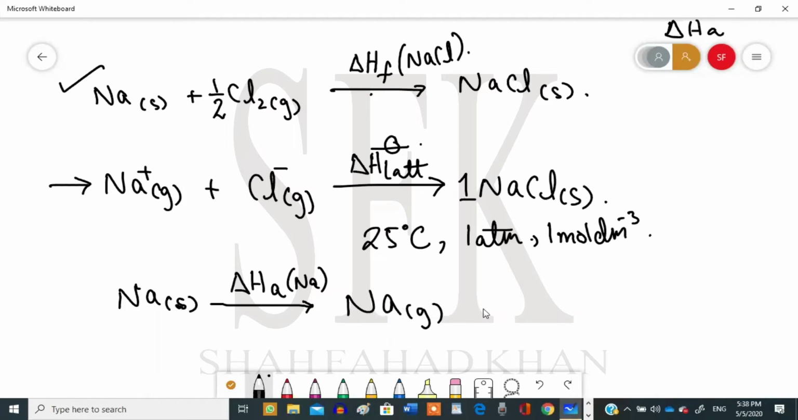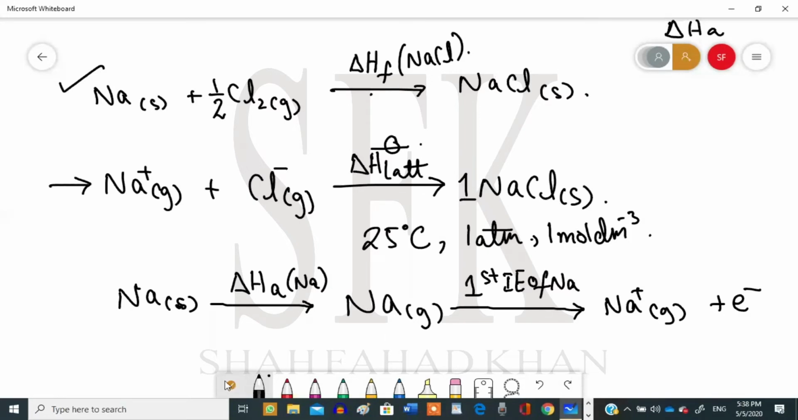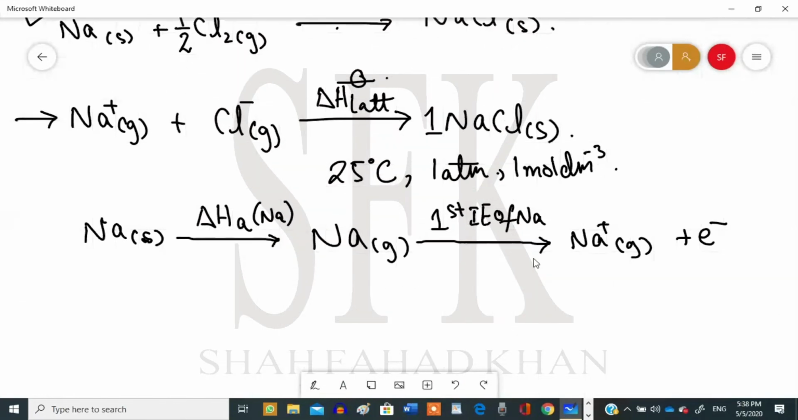Now, if I remove an electron from sodium, I'll get sodium positive gaseous ions, okay? And the enthalpy change of this reaction is actually gonna be the first ionization energy of sodium. Right? Agreed, guys? Any issue so far?